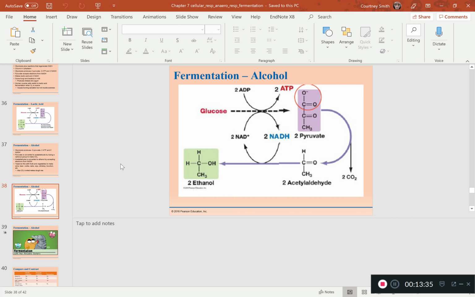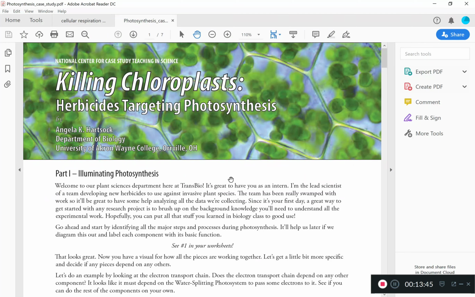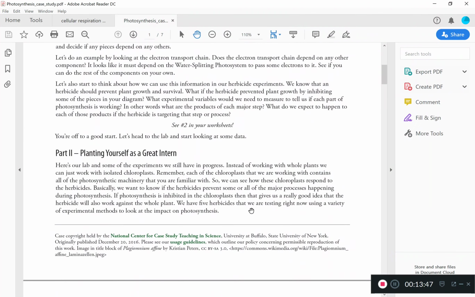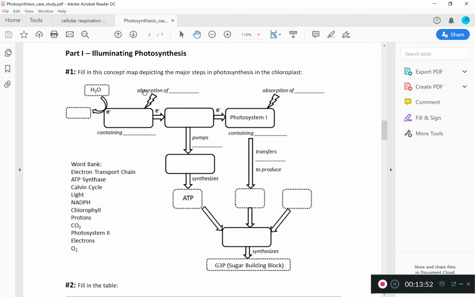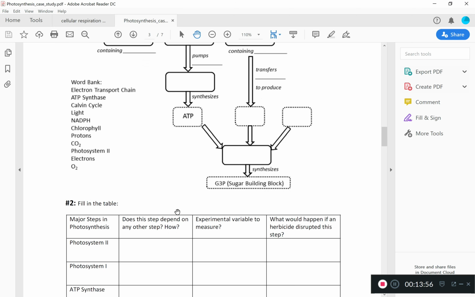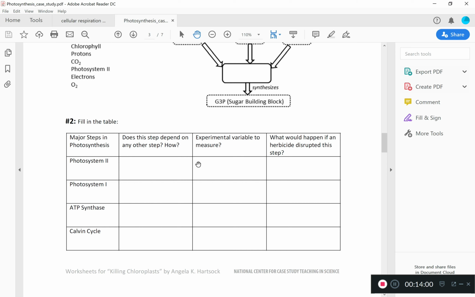Okay, so now with that, we're going to talk about photosynthesis. So photosynthesis, it says draw a concept map. Whenever I say concept map, I mean flowchart. So this is the case study that I handed out in class last week. So this is the concept map and everything. We did go over this in class, so I'm not going to spend too much time on it. We did go over some case studies and application questions during class time. So with that, I'm going to just leave it right there.